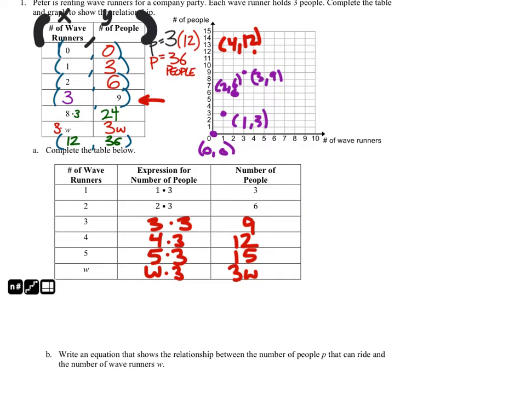Write an equation that shows the relationship between the number of peoples that can ride and the number of wave runners, W. Okay, so we got the number of peoples. How do we figure out how many peoples can ride the wave runners? Yeah, we can look at the word problem, but it says to write the equation. So this is how the equation works.